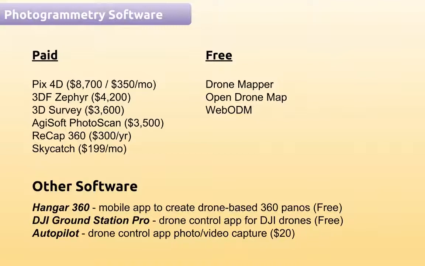Then as well, there are some apps here that I put at the bottom that we didn't really go over. We went over the control of the app, but this software is for other things. So Hangar 360 lets you create 360 panos at any spot, which is really cool to give somebody an overview of what it feels like to be on a site. So if somebody couldn't see the site, you're able to fly some panoramas at a couple spots to give them a feel for that.